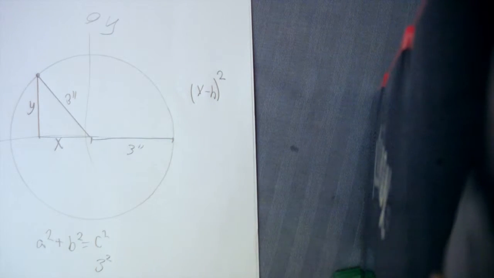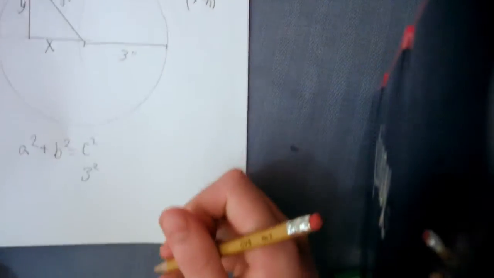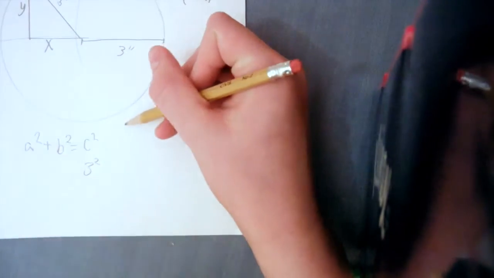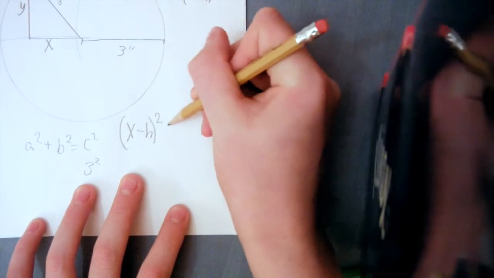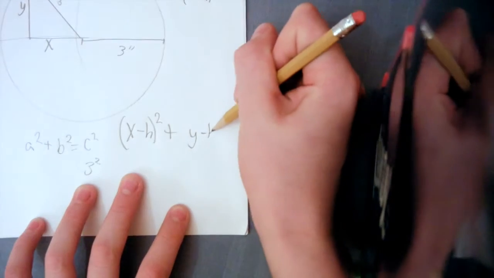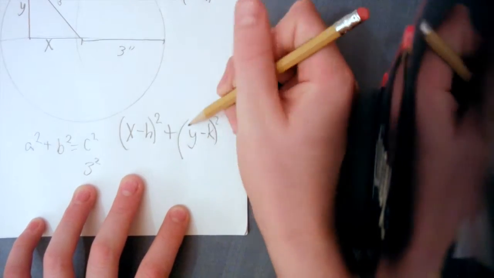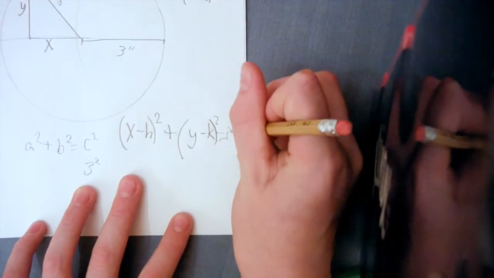So given that, we can figure out that a circle is just x minus h squared plus y minus k squared, and that's equal to the radius squared. So that is showing you how to find a circle's equation, or just the basics of what a circle equation even is. So what form is it in?